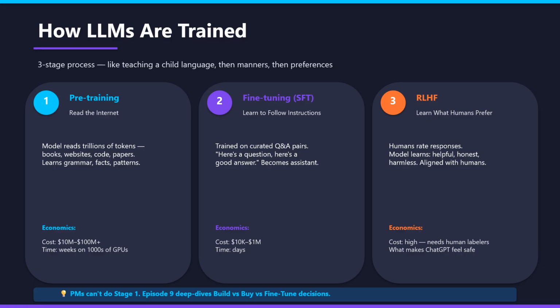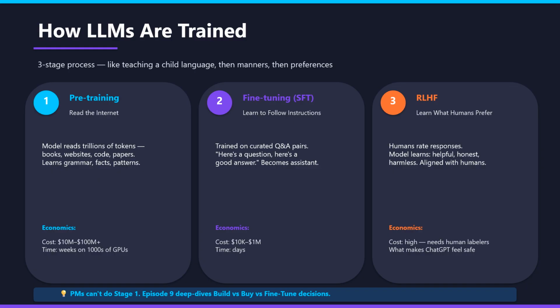Now that you understand the key concepts, let me explain how these models get built. There are 3 phases, and understanding them helps you understand what's possible with customization, right? The subtitle says it well: it's like teaching a child language, then manners, then preferences, right?